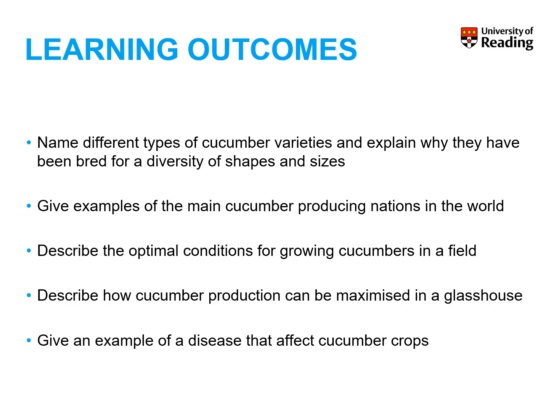So the learning outcomes for this screencast are to name the different types of cucumber varieties and explain why these have been bred for a diverse number of shapes and sizes, give examples of the main cucumber producing nations in the world, describe the optimal conditions for growing cucumbers in a field, describe how cucumber production can be maximised in a glasshouse, and give an example of a disease that affects cucumber crops.